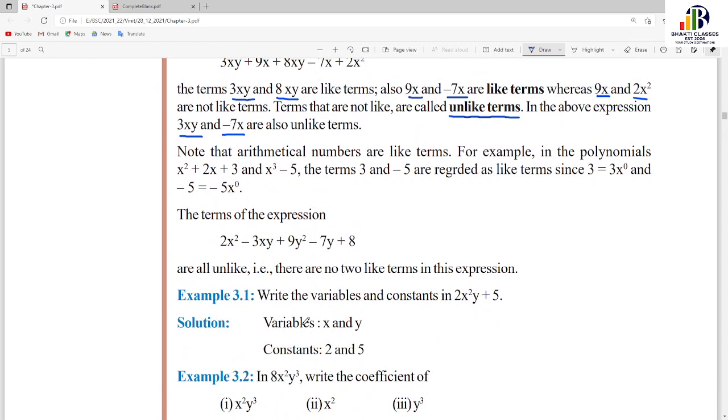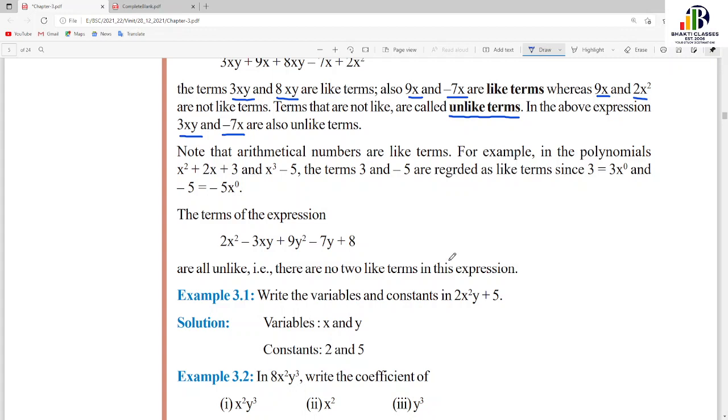The terms of the expression 2x square minus 3xy plus 9y square minus 7y plus 8 are all unlike. That is, there are no two like terms in this expression.